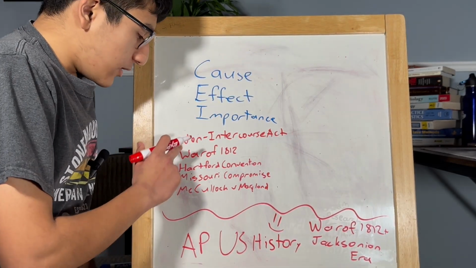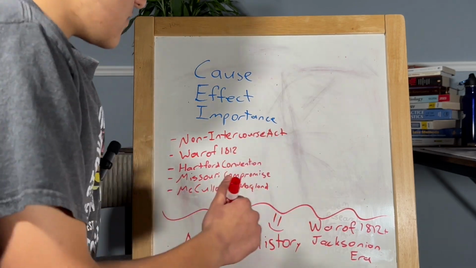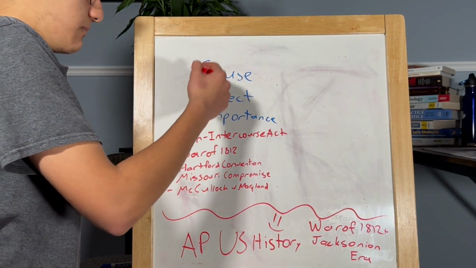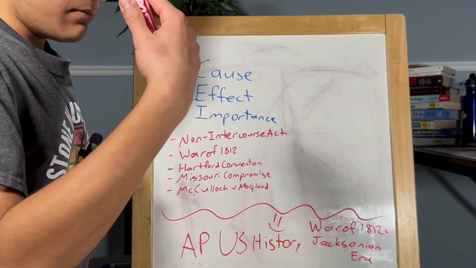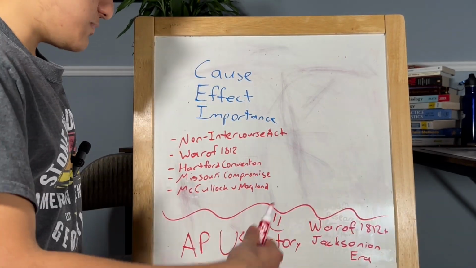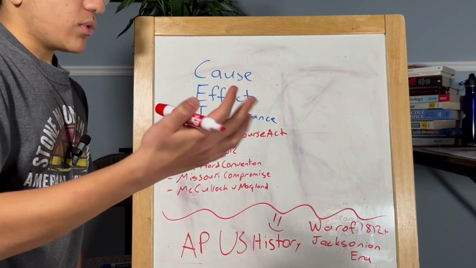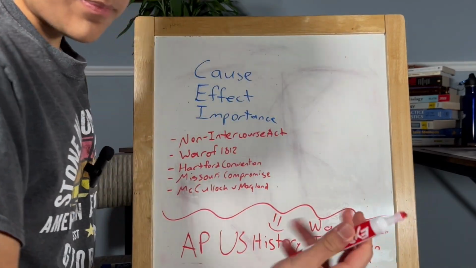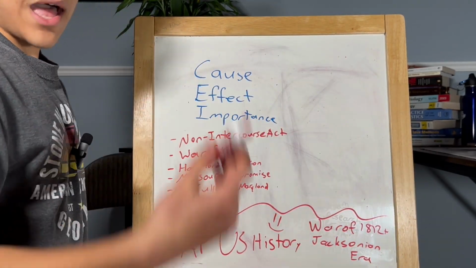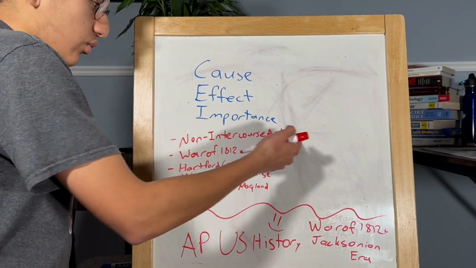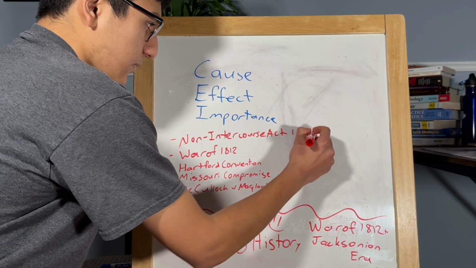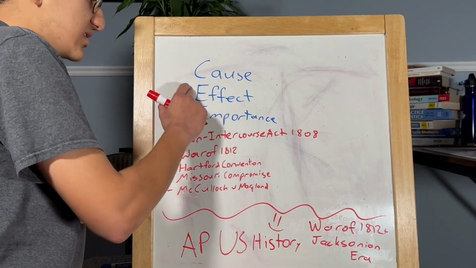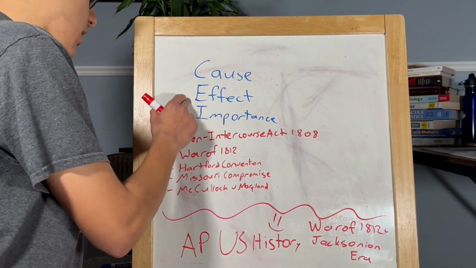So, the Non-Intercourse Act. The cause of this was the Embargo Act and British and French impressment of American ships. So what happened was, in order to put pressure on the British and French to stop, we had the Non-Intercourse Act of 1808, by the way. Now, what this led to was a whole lot of nothing.